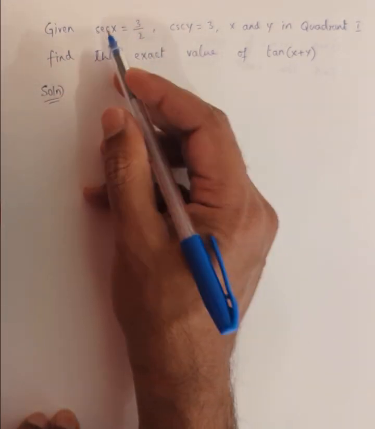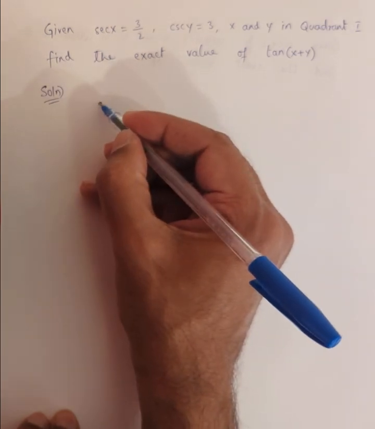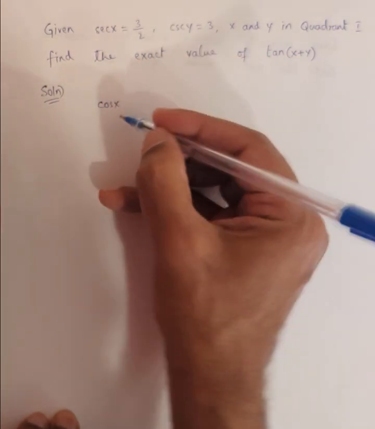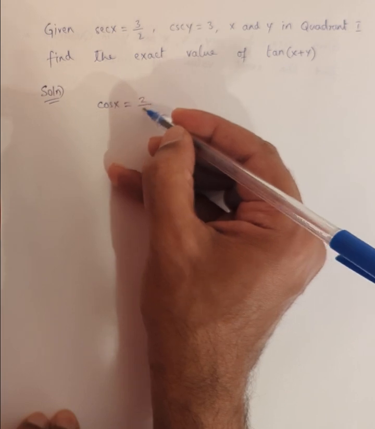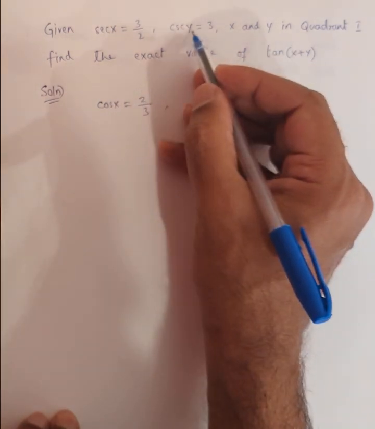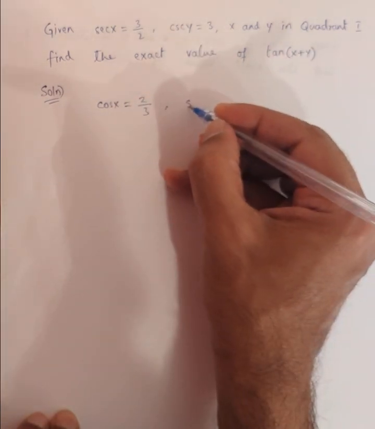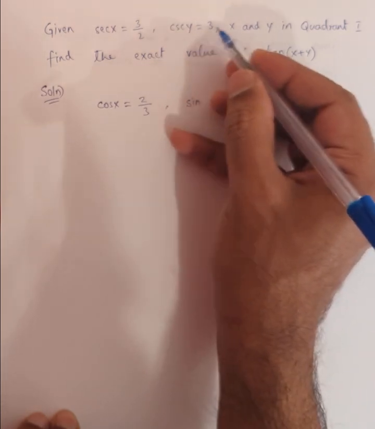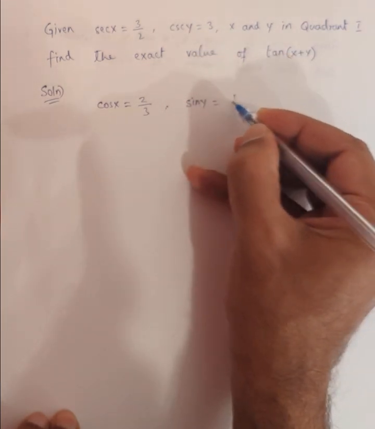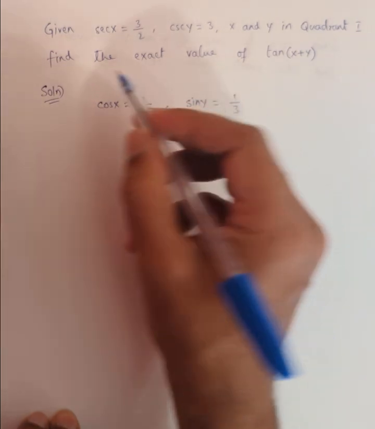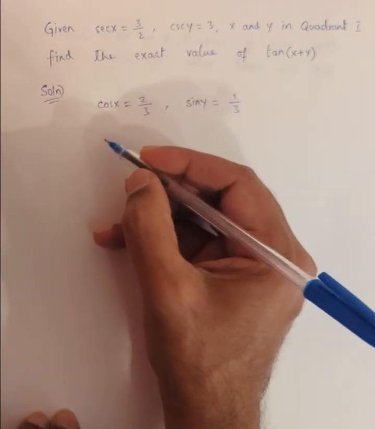Convert everything to sine and cosine. Secant x is the reciprocal of cos. So if secant x is 3 over 2, cos x will be 2 over 3. And cosecant y is the reciprocal of sine. So if cosecant y is 3, sine y will be 1/3. And we need to find the exact value of tan of x plus y.